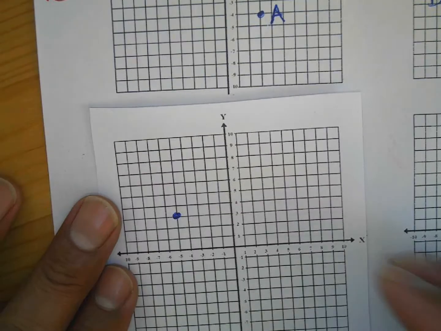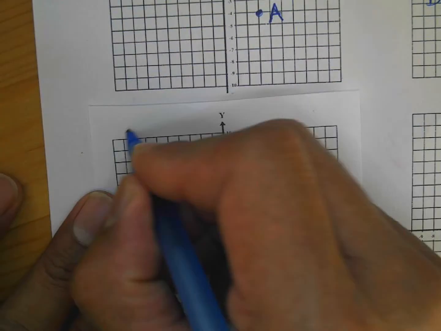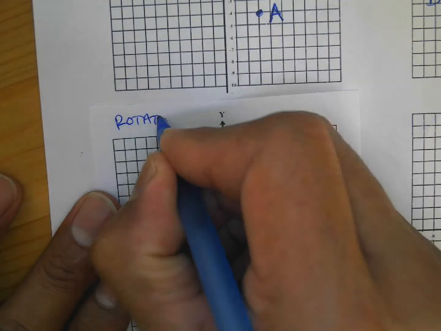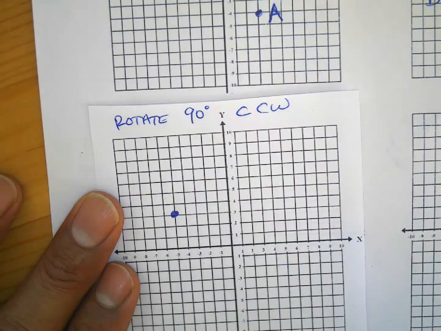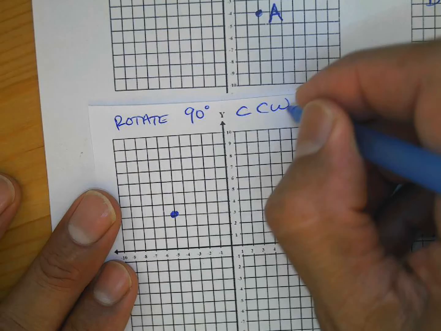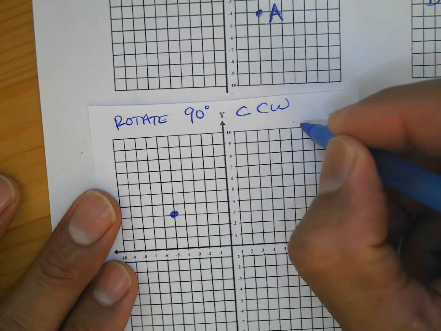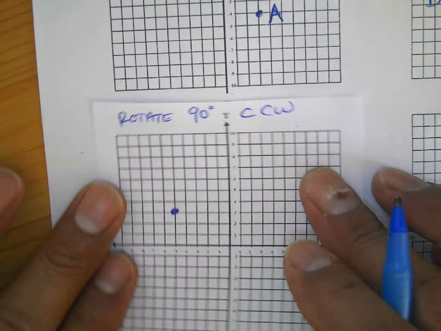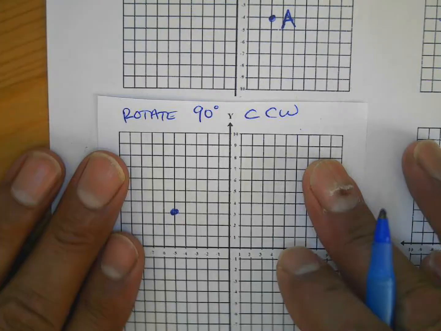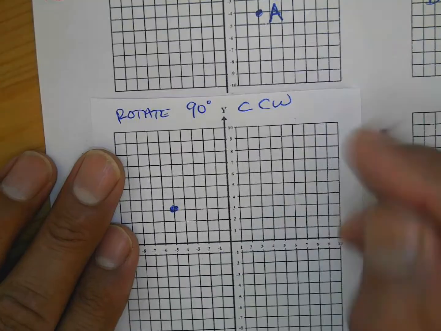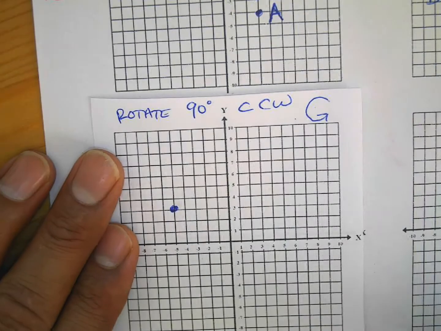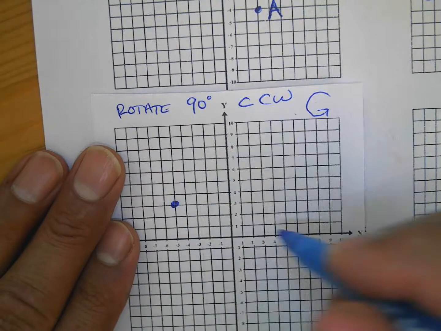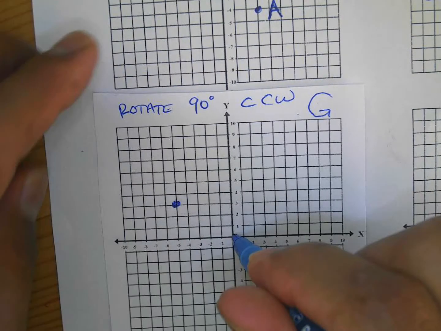Now I'm going to rotate 90 degrees counterclockwise. Counterclockwise is not to the right. I'm not going to go to the right and rotate this way. I'm just going to go this way. It's going to go to the left. Rotate left, right? So I'm going to hold that center there.